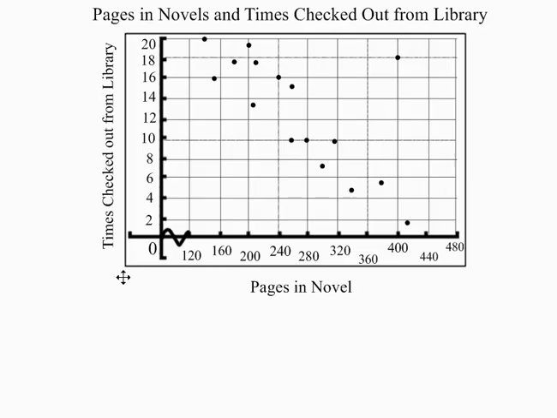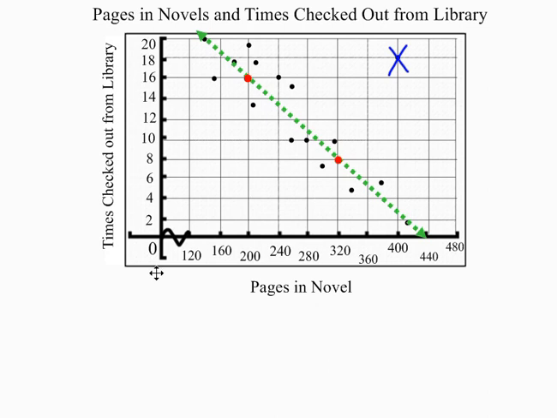Here I have pages in a novel and how many times that novel's been checked out from the library. Well, we notice that as the novel gets larger, more and more pages, the less likely it is to be checked out from the library. We do have an outlier up there, this one out here, that could be something like Hunger Games or Twilight, but we know that we need to get a line of best fit in here. So let's put that in there.